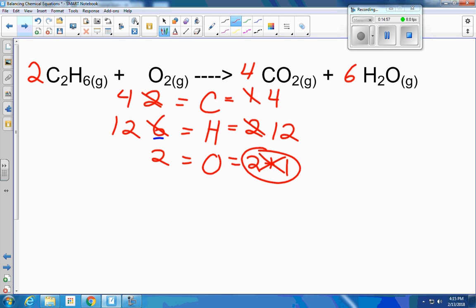Now that I have my coefficients on the product side complete, I can total my oxygen. 4 times 2 oxygen is 8, plus 6 times 1 oxygen is 6, which will give me a total of 14, an even number. Now, for my oxygen, I have 14 oxygen on the product side. I need 14 on the reactant side. 2 times 7 gives me 14, and we have a balanced equation.